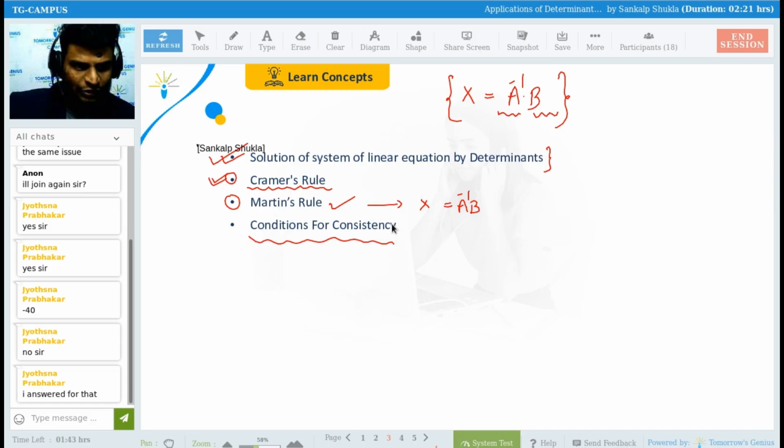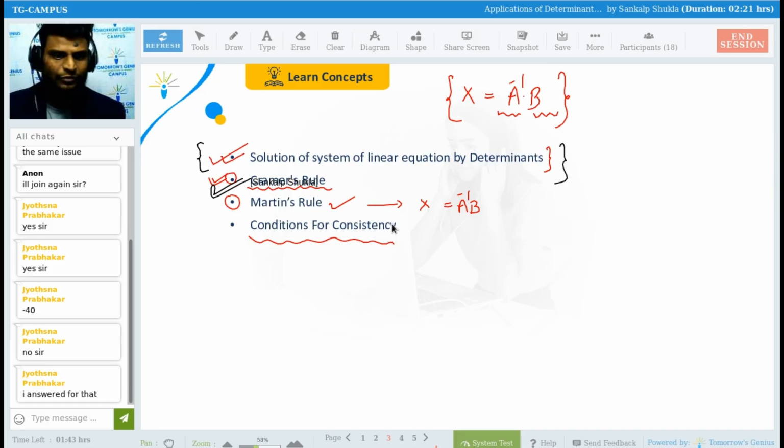So now we have discussed this solution part. That means we have covered Cramer's rule. If you have a system of linear equations in 3 variables, then you are able to solve that system using 2 methods. One is Martin's rule, one is Cramer's rule. In Martin's rule, we have discussed x is equal to A inverse into B. In Cramer's rule, we have discussed x is equal to D1 by D. Now you very well know what D1, D2, D3 and D are.